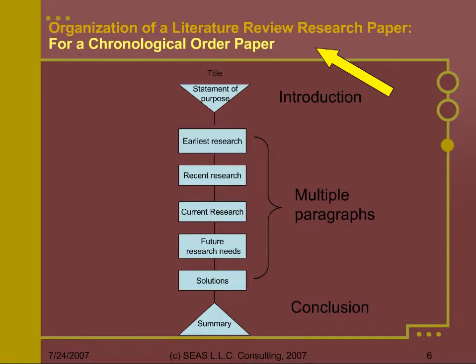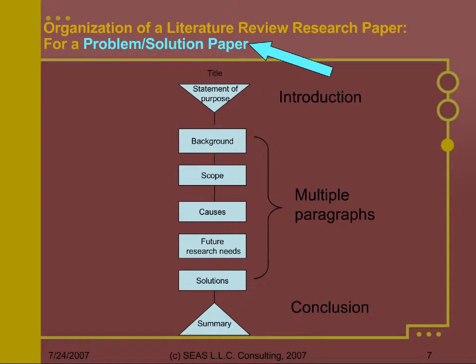Most people forget to do that. So this here, by the way, is a literature review, but for a chronologically ordered paper. Here you see that arrow up there, that blue arrow. This is for a different type of literature review called a problem solution paper. And you can see that there are some differences in how that is done.